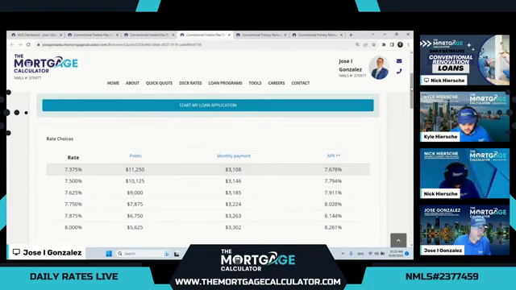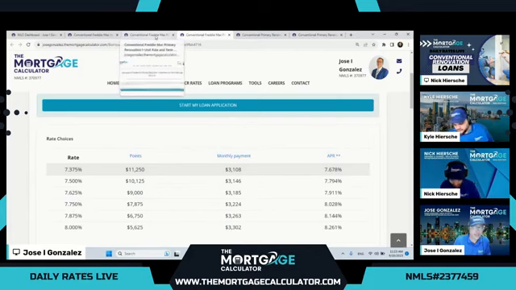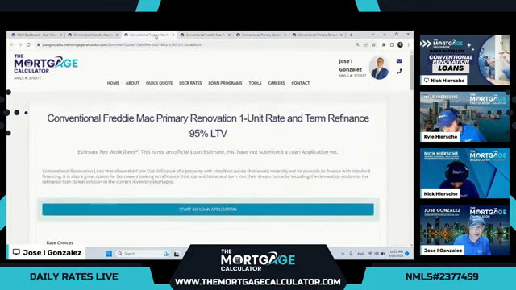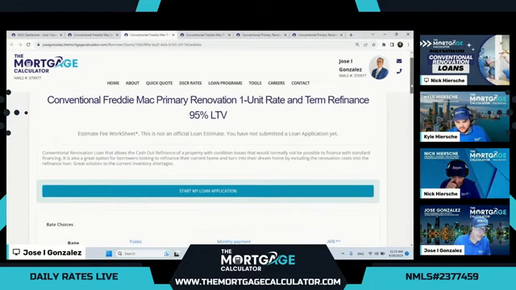So here in this option, we're looking at 8% as your lowest cost option, 7.375 your lowest rate option. So this is a 90%. Now on the rate and term, you can take it all the way to 95%, just like you could on the purchase.